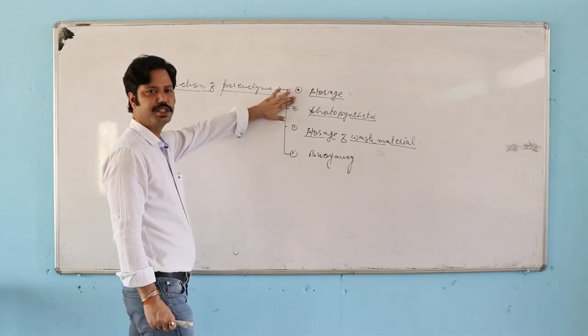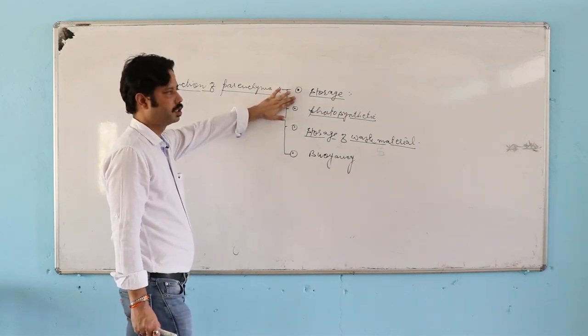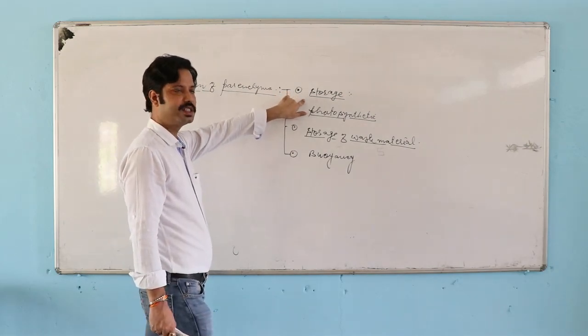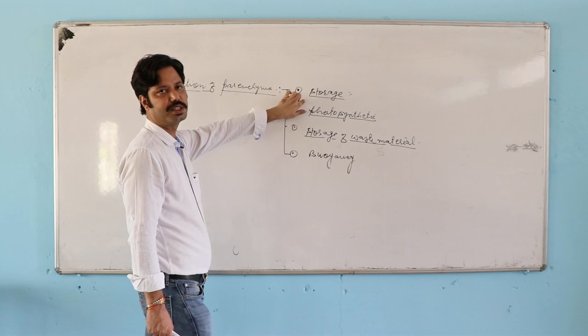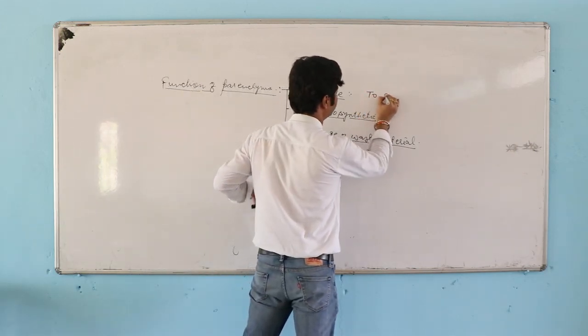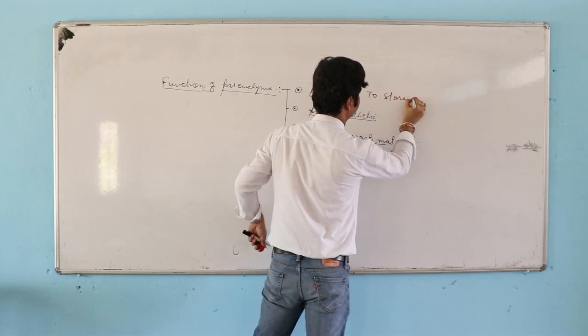First part, function of parenchyma. The first function is storage. Basically, as we know, these are thin-walled living cells. The main function of parenchyma is to store food material.